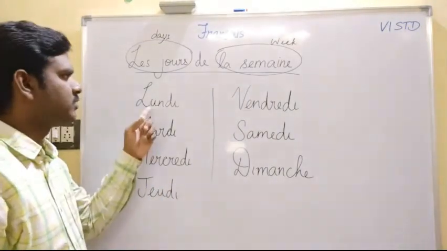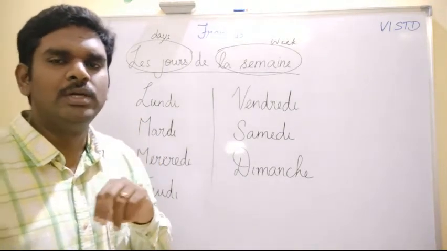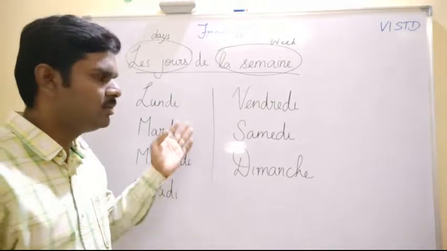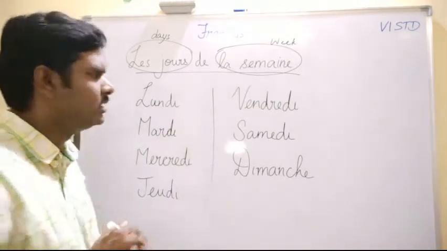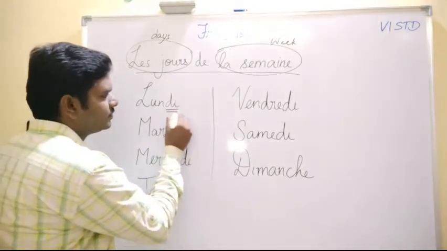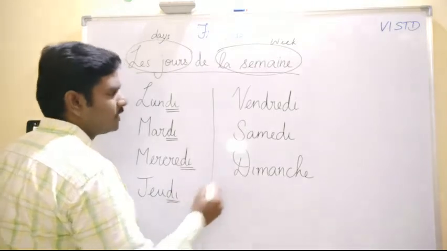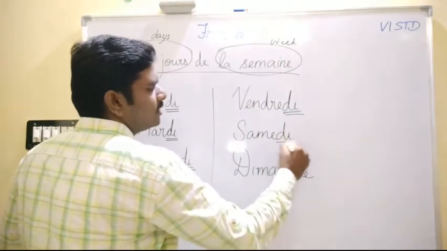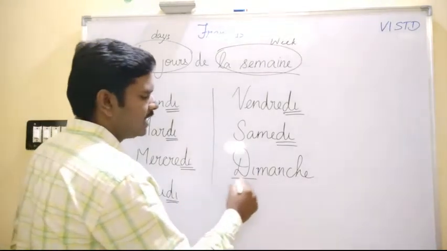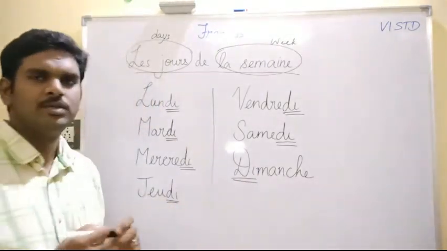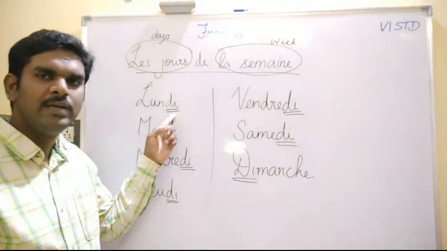So first one. This will be very interesting. I'll tell you a trick to learn this, and then we'll start one by one. All the days in French will end with D. What is that D? D-I, D-I. And the last day will start with DI. Remember this. This is the simplest way of learning this. So all the days will end with D.